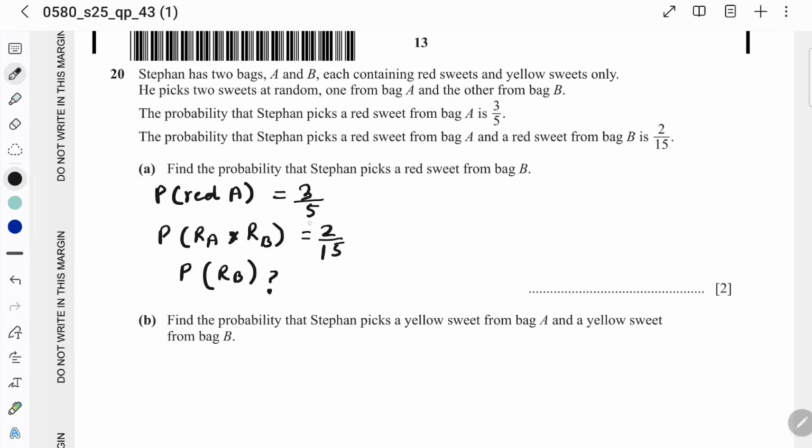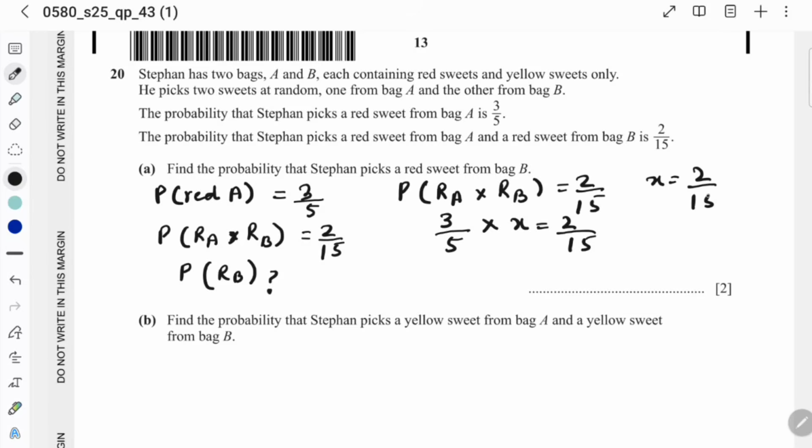Okay, this is very simple. You can write down the probability for red from A and from B is 2 over 15. Obviously, we multiply both: 3 over 5 and x, which we are finding, gives 2 over 15. So x is equal to 2 over 15 times 5 over 3. Cancel, then 2 over 9 is the answer.